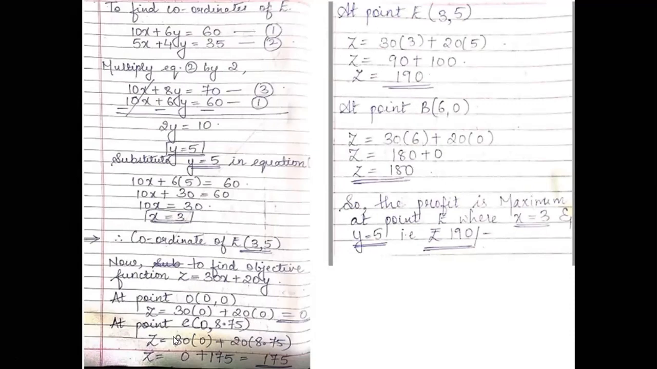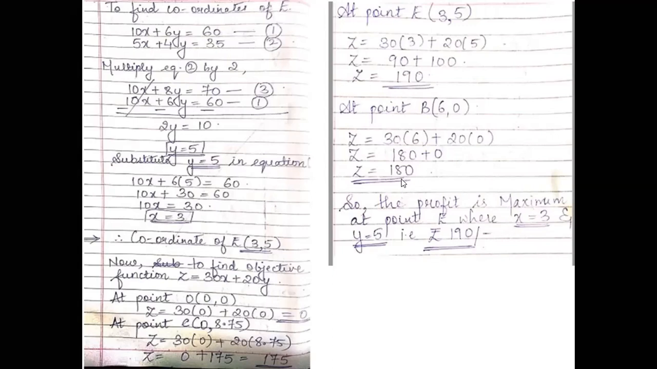At point C, the point coordinates were 0, 8.75. So 30 into 0 plus 20 into 8.75, I got the answer to be 175. Then I substituted point E. I got the answer 190. And then the last coordinate, point B. I got the answer 180.